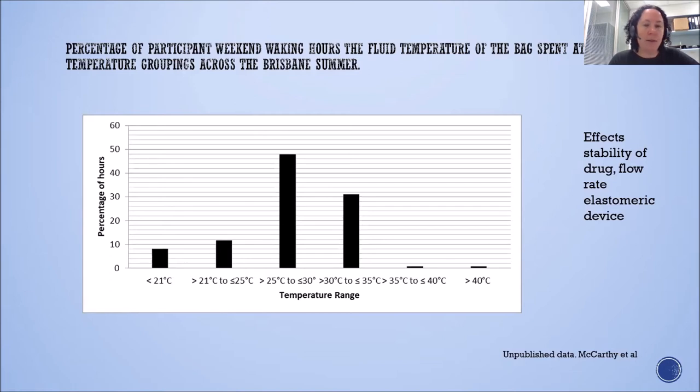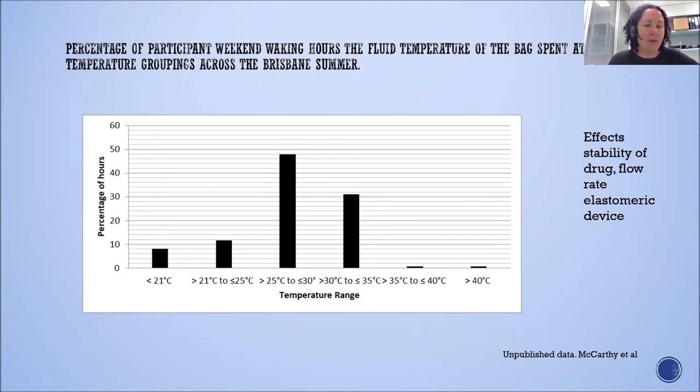What we found was that for almost 50% of waking hours, people's fluid bag sat between 25 and 30 degrees Celsius. And then for another 30% of that time, it sat between 30 and 35 degrees Celsius. So actually this was much hotter than I expected. And on the right, you can see there were peaks of really high temperatures, including up to 55 degrees, which probably related to the individual getting into a hot space such as a car.